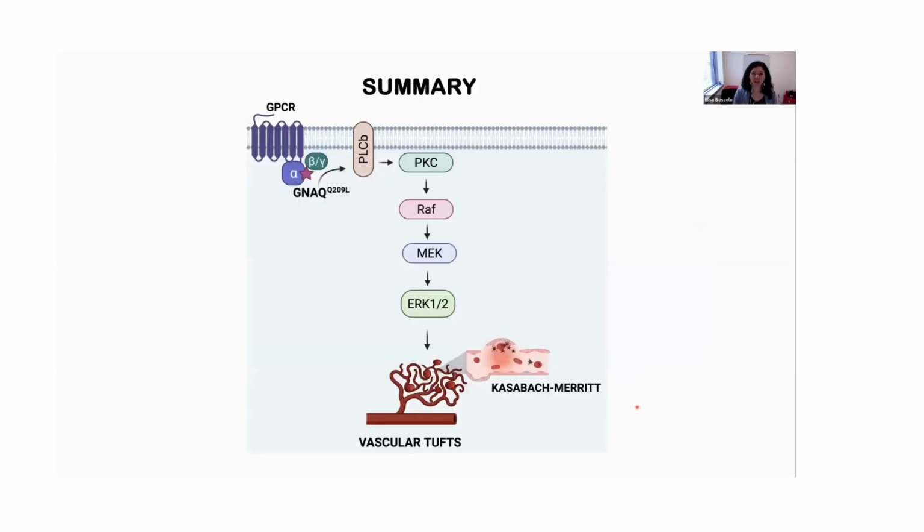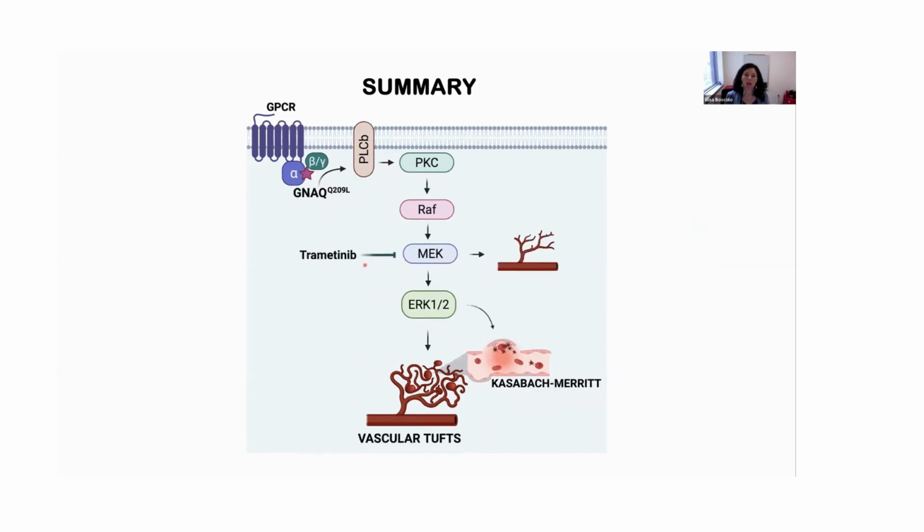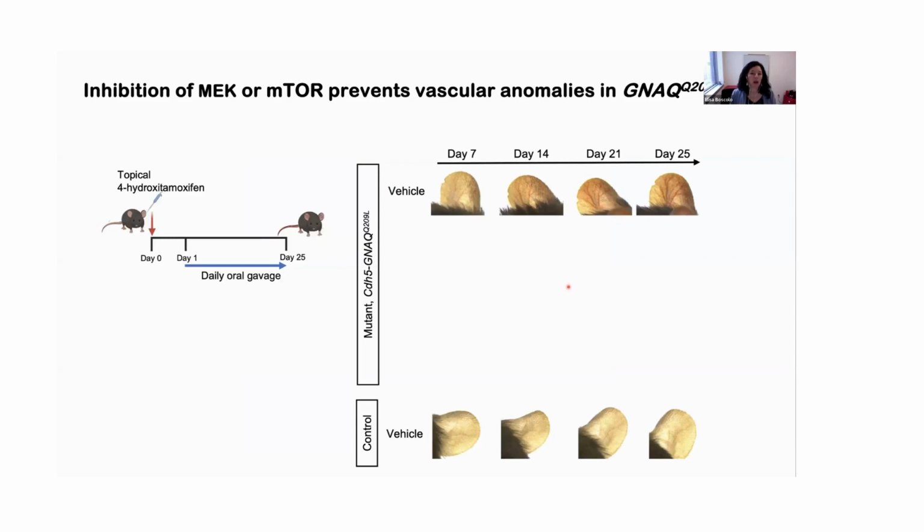But here I want to summarize what I've shown you today. So we talked about vascular tumors with mutations in GNAQ, and namely this GNAQ Q209L. And this induces hyperactivation of at least one of the pathways, the PLC-beta MAP kinase ERK pathway, leading to formation of vascular tufts and coagulopathy. And trametinib can prevent this phenotype and extend the lifespan of mice.